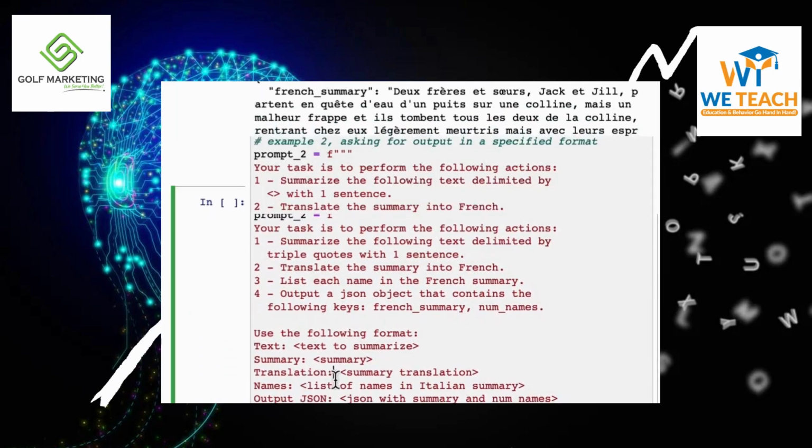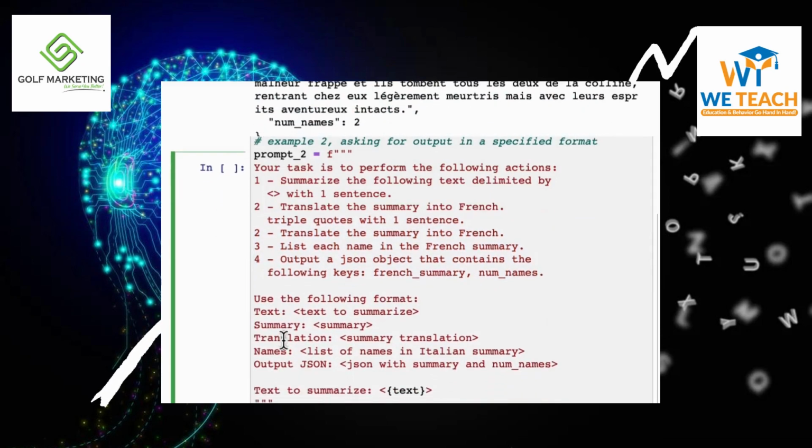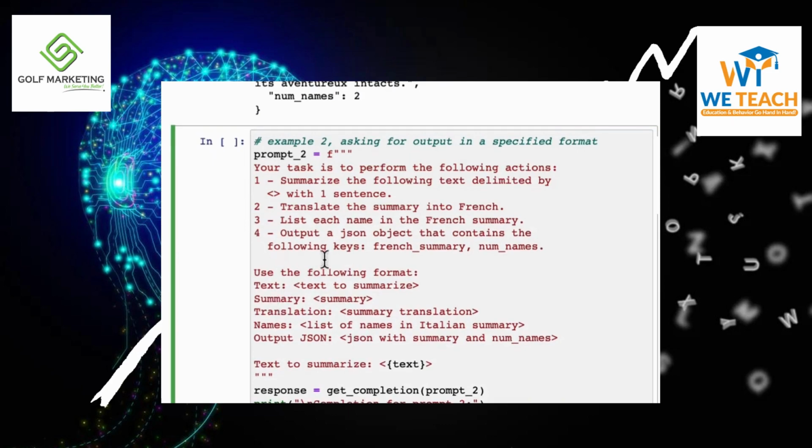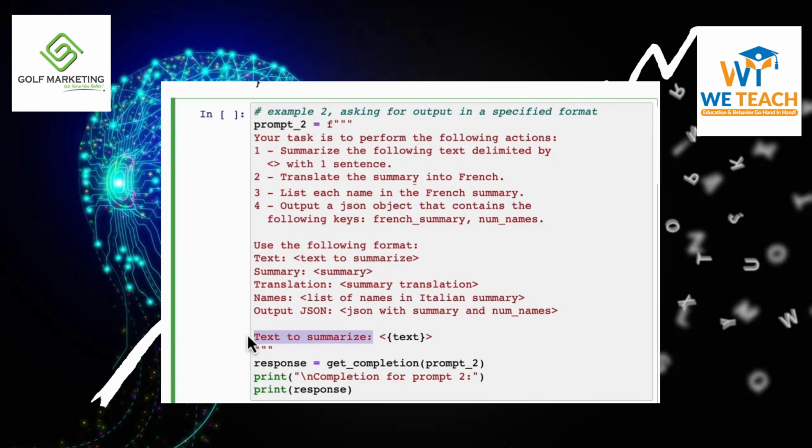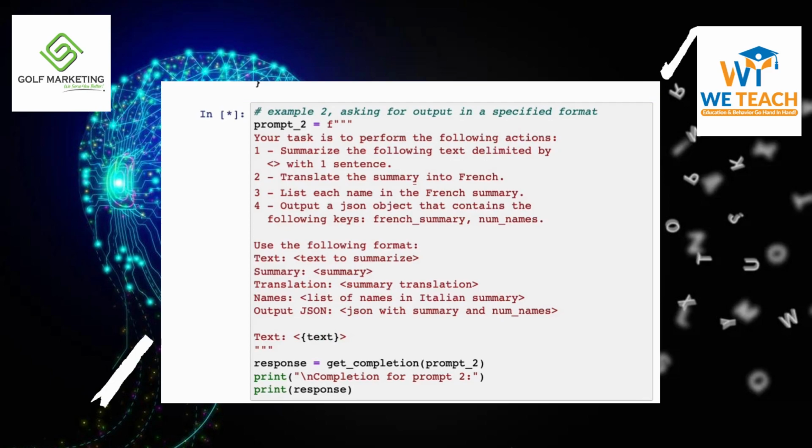So in this prompt, we're asking something similar. The beginning of the prompt is the same, so we're just asking for the same steps. And then we're asking the model to use the following format. And so we've specified the exact format: text, summary, translation, names, and output JSON. And then we start by saying the text to summarize, or we can even just say text. And then this is the same text as before. So let's run this.